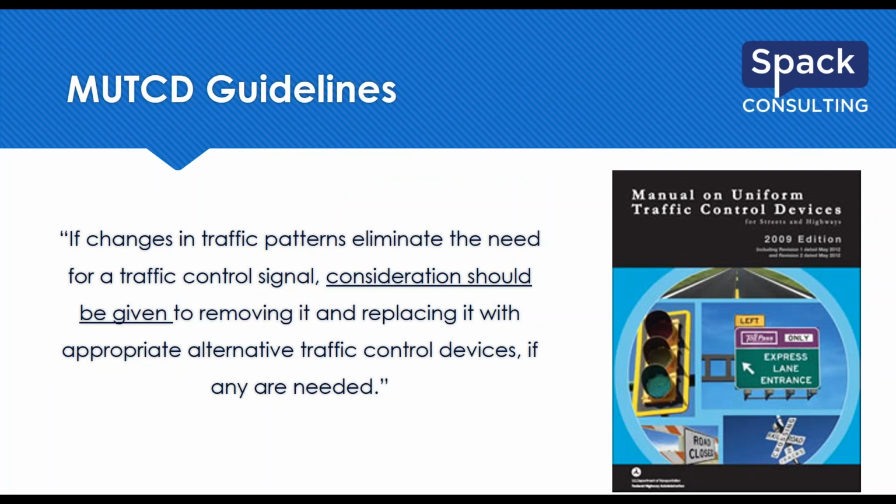Straight out of the MUTCD, it says that if changes in traffic patterns eliminate the need for a traffic control signal, consideration should be given to removing it and replacing it with appropriate alternative traffic control devices, if any are needed. When we put in a signal, we go through different warrants to see if a signal is justified and needed at a certain location at an intersection. And the failure for a signal to satisfy any one warrant or any of the warrants is not in itself justification to remove it. Just because it's not meeting all the warrants anymore isn't right away a reason to take out a signal.